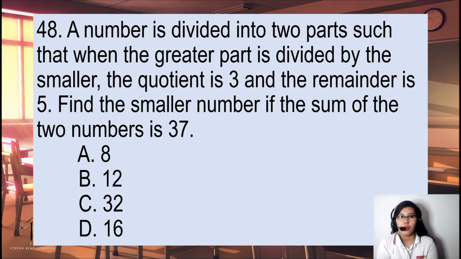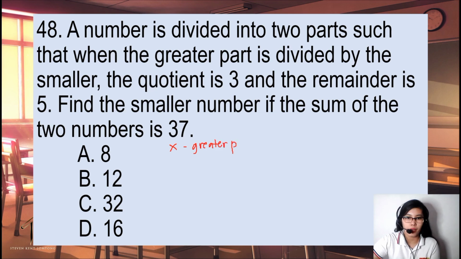Next, a number is divided into 2 parts such that when the greater part is divided by the smaller, the quotient is 3 and the remainder is 5. Find the smaller number if the sum of the 2 numbers is 37. Okay, so this is an example of a number problem. Let us say that x and y are the 2 parts of the number, and x is the greater part. Okay, y is the smaller part, of course.